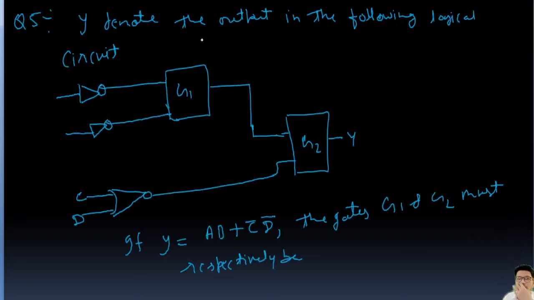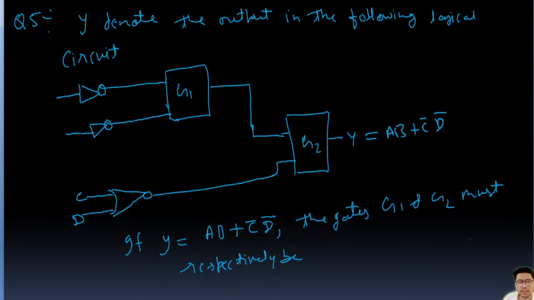So the question is, what does y denote as the output in the following logical circuit? This is the logical circuit, and y is denoting the output, and this value is given, that is y equals AB plus C bar D bar. And the gates G1 and G2 must be respectively what? So what are the gates G1 and G2 so that it will give the value y equals AB plus C bar D bar?